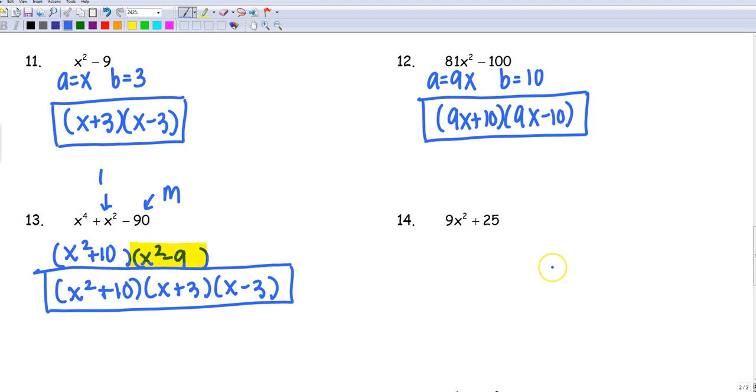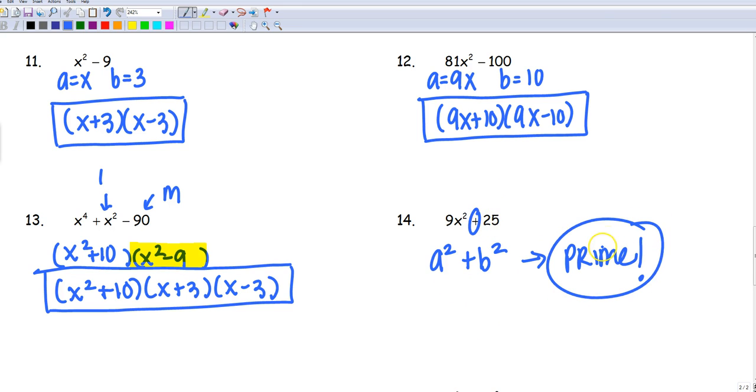All right, another difference of squares, or is it? One thing to note is if you have an a squared plus b squared, this is always prime. Always, always, always. There's no way to get those middle terms to cancel if they are both positive or both negative. So this is prime.